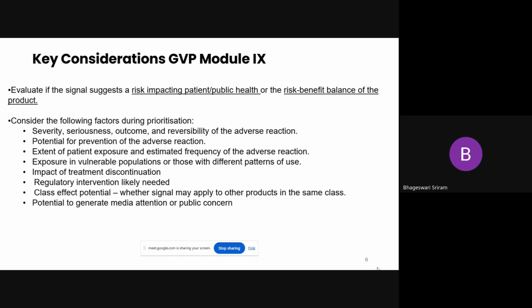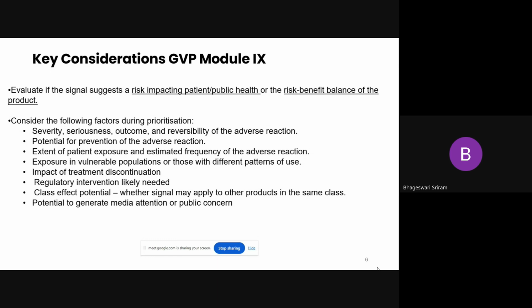So stopping digoxin may lead to worsening of heart function, and alternatives are available, but they might not be as effective in severe cases. So stopping does have a serious disease implication. Is the extent of regulatory intervention needed?